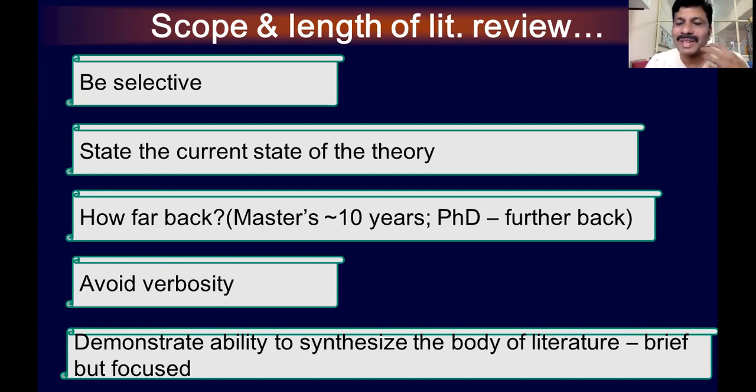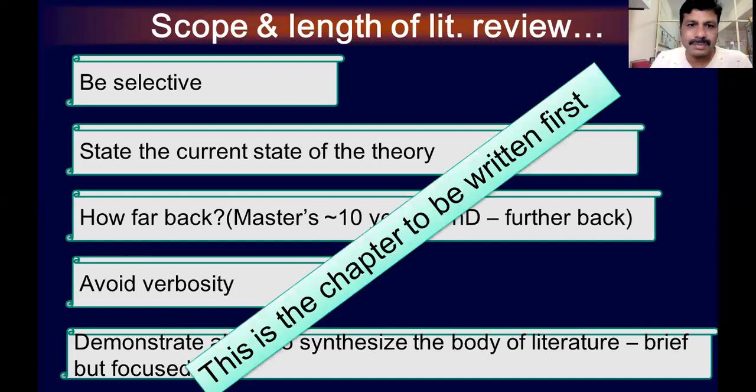Okay, so when you read that, you actually synthesize that information. An entire research paper, which is maybe 4 or 5 pages, has to be reduced to 3 or 4 sentences. That is the way you need to demonstrate your capabilities when you collect, read, and synthesize the literature. So this is the chapter to be written first.